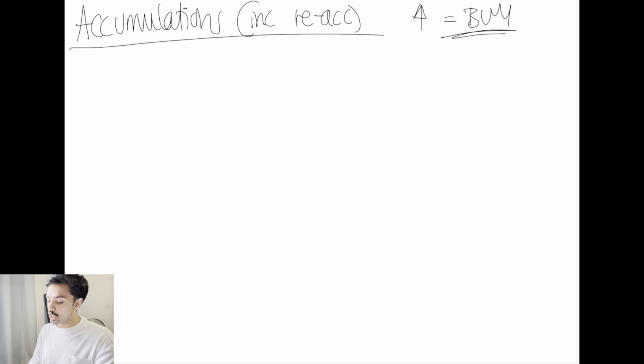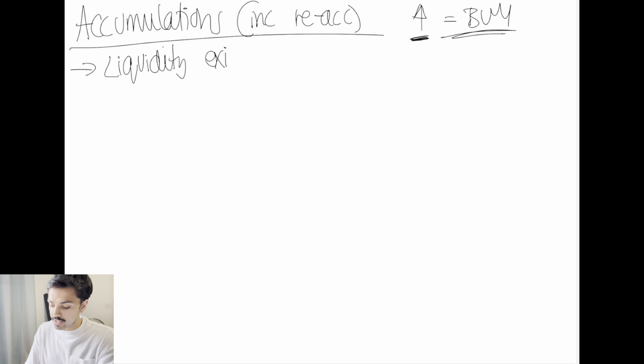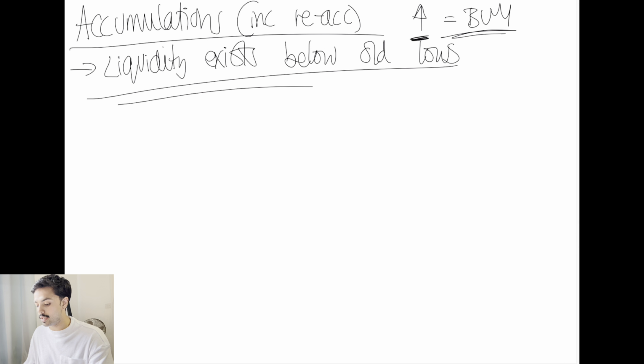Okay, so if we can understand that accumulations send price higher, we know that the purges of liquidity are going to be below the lows. So during accumulation schematics, liquidity exists below old lows. This is very, very important to understand, and you'll see why.